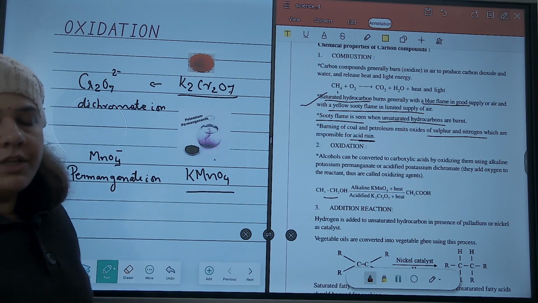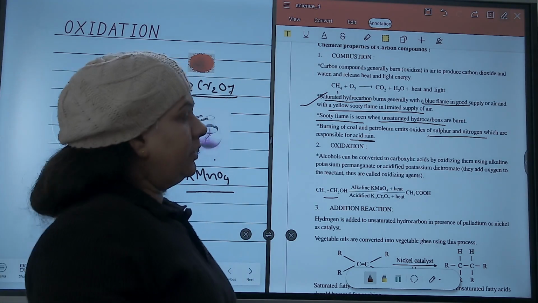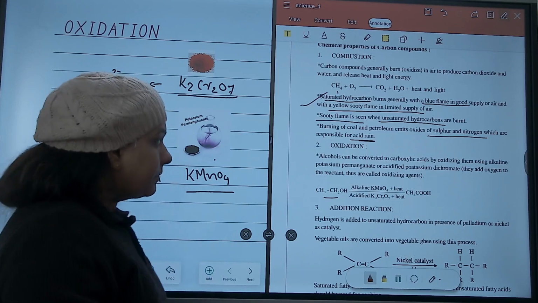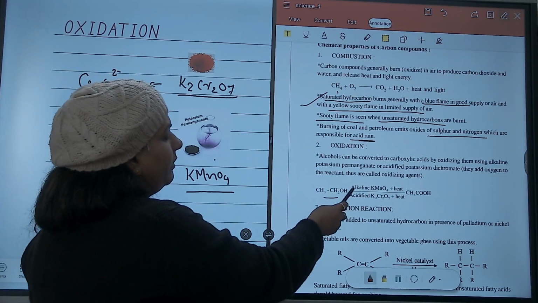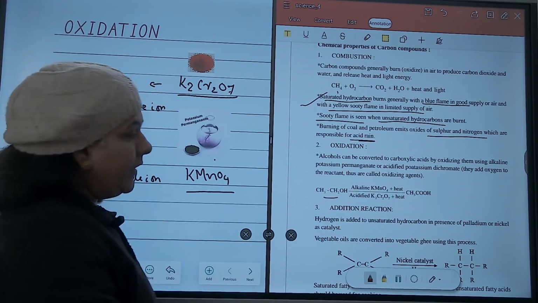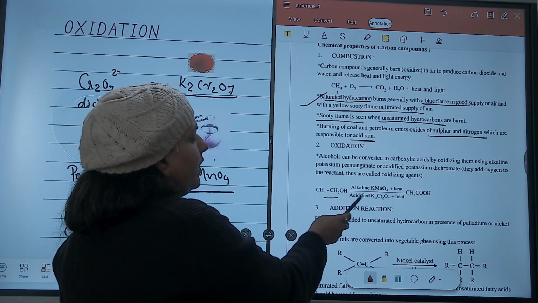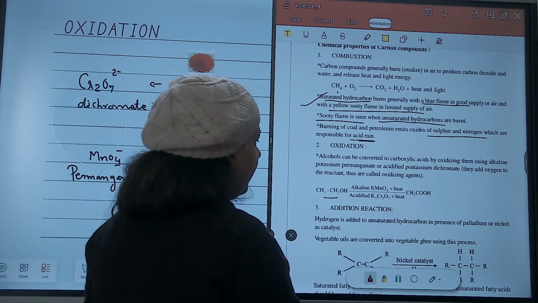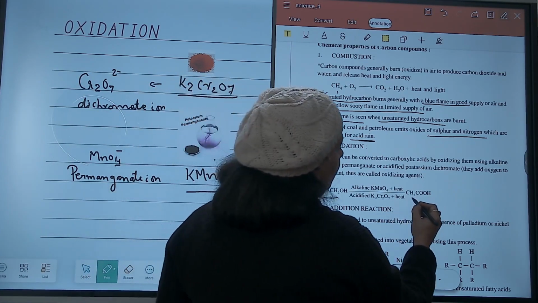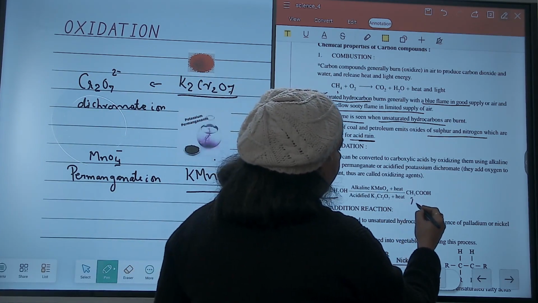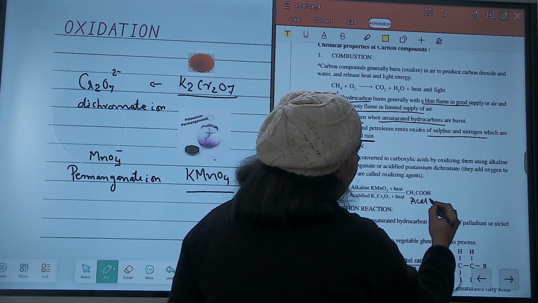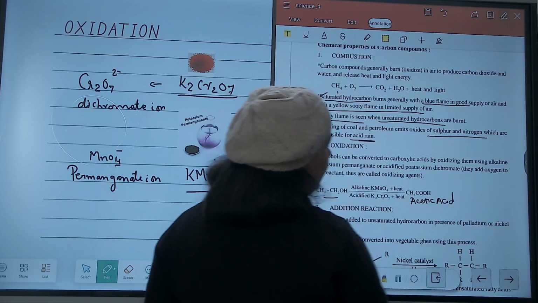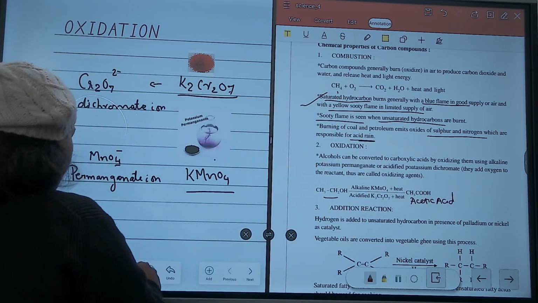See, the only oxidation reaction that you have to remember for class 10th is oxidation of ethanol. So ethanol, when oxidized in presence of alkaline KMnO4 or acidified potassium dichromate, this will give you acetic acid. So CH3COOH is acetic acid.